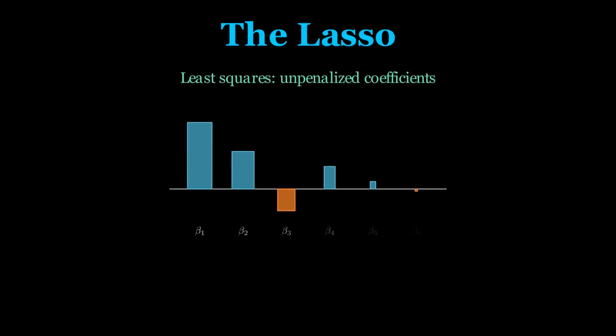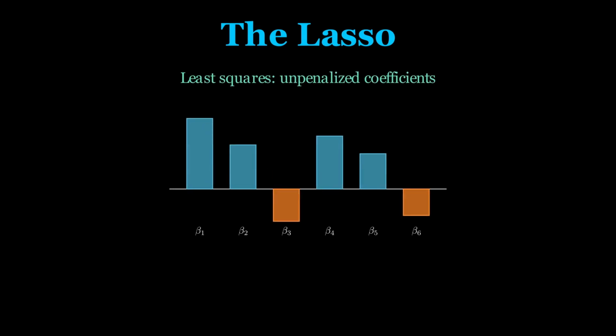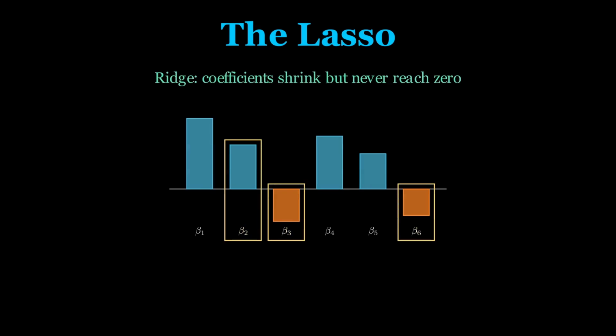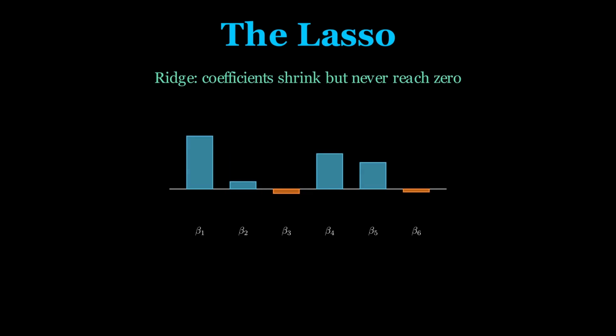Here are the least squares estimates for a model with 6 predictors before any penalty is applied. Positive coefficients extend upward and negative ones extend downward. Now we apply the ridge penalty. Keep an eye on the heavily penalized coefficients, beta 2, beta 3, and beta 6, highlighted here in yellow. Every coefficient shrinks towards zero, and these 3 become very small, but they remain non-zero. All 6 predictors are retained in the model, making it harder to interpret which predictors truly matter.